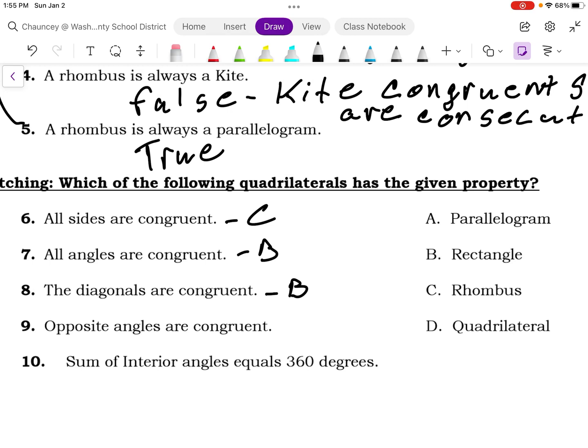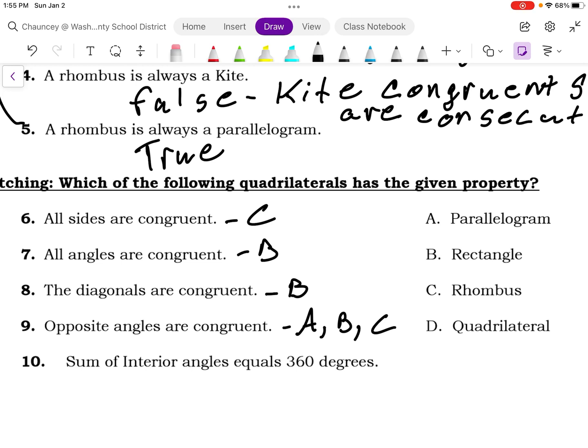What about opposite angles are congruent? Well, there's a couple. We know opposite angles are congruent. That's a parallelogram. It's also a rectangle, and that's also a rhombus.